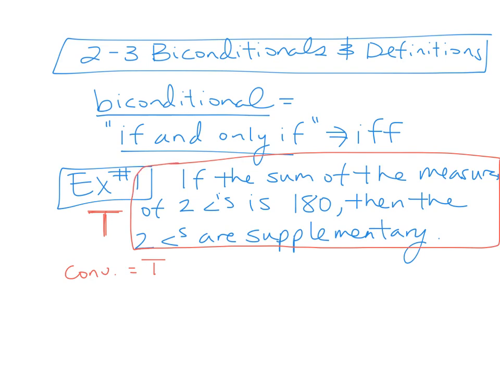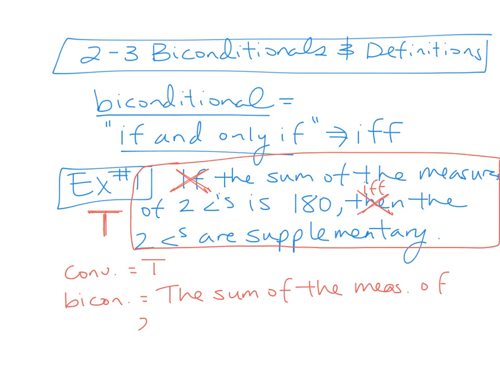The biconditional takes your original conditional statement. It's going to take out the if, it's going to take out the then, and in place of the then, it's going to put if and only if. So for your biconditional, it's going to say the sum of the measures of two angles is 180 if and only if, so IFF, the two angles are supplementary.